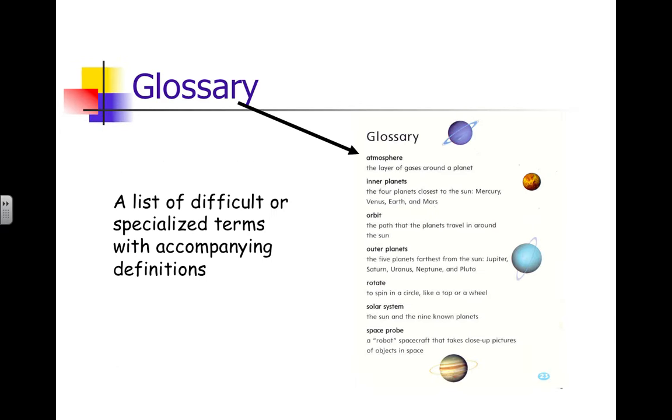The glossary. Kids just have to be taught that the glossary is kind of like the dictionary, but it's specific to the text that you're reading. Not all the words in the book are going to be included in the glossary, but the important ones, the difficult ones, the ones that are really specialized to that text. Looking at this example, this book is probably about the solar system, and these are some important words from the book. The glossary is going to be unique to the text that the kids are reading.